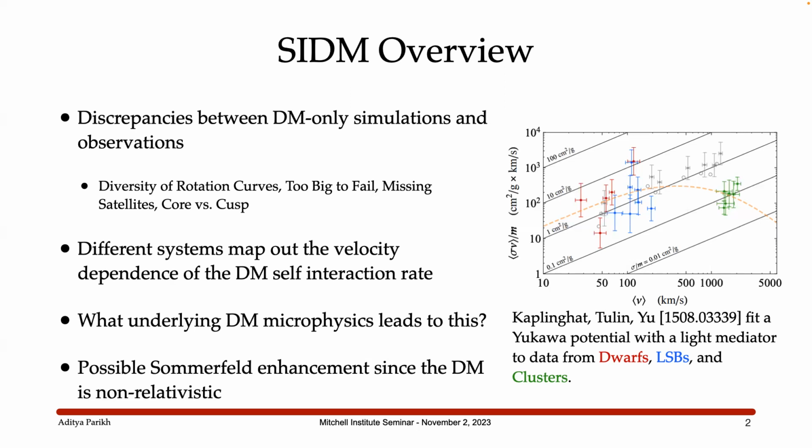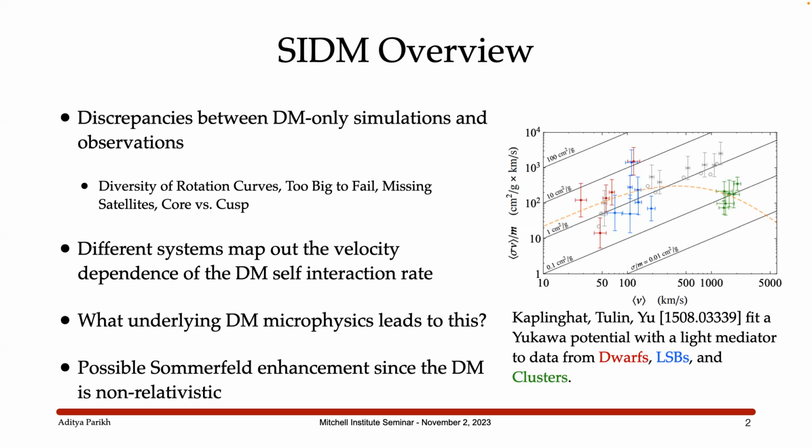There's a too big to fail problem. So some subhalos around Milky Way type galaxies in these DM-only simulations should basically be so big that at some point they should have accreted baryonic matter, formed stars, and we should have been able to see them. You have a mismatch between how many you see and how many you don't see between the simulations and observations. And this also ties in to the missing satellites problem, where we have an overprediction compared to how many satellites we observe.